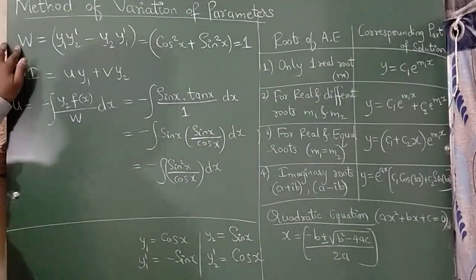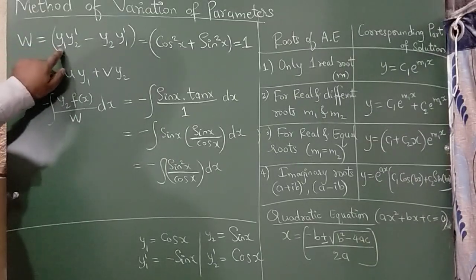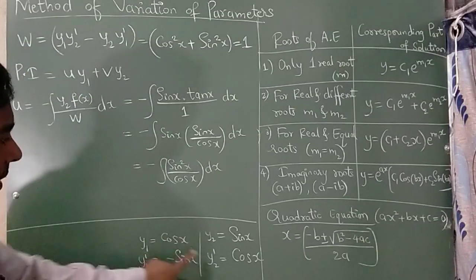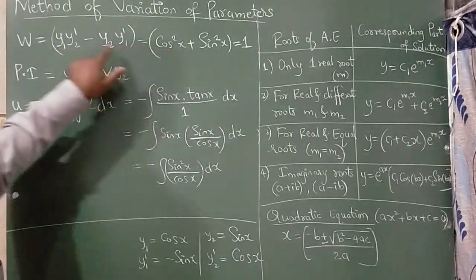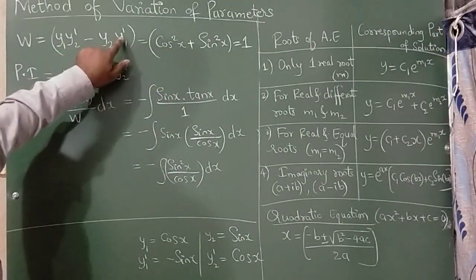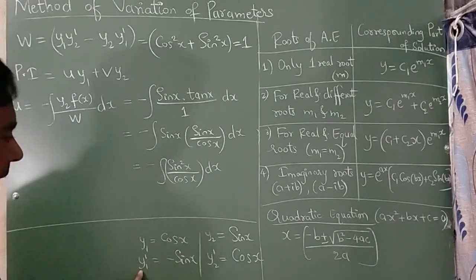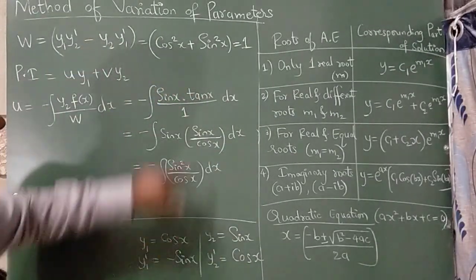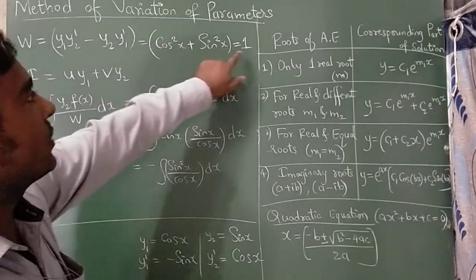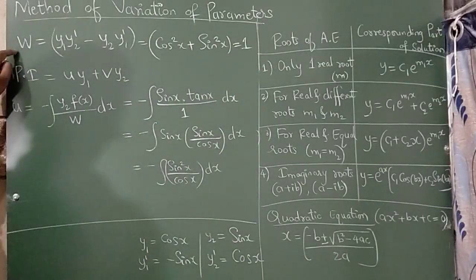Now what is W? W is equal to y1 y2 dash minus y2 y1 dash. So y1 is here, y2 dash is here: cos into cos, cos square I have written here, minus y2 into y1 dash. y2 is here, y1 dash is here: sine into sine, sine square. This minus will become plus. So cos square plus sine square is 1. So we have got W also.